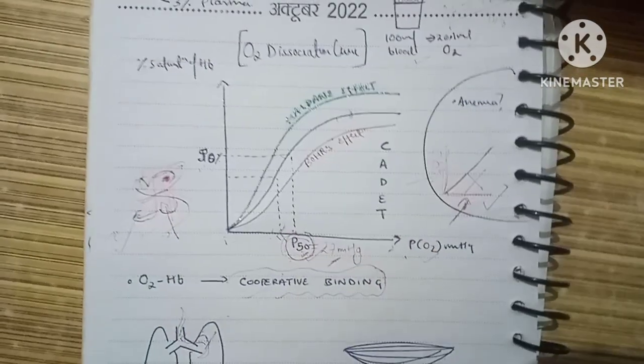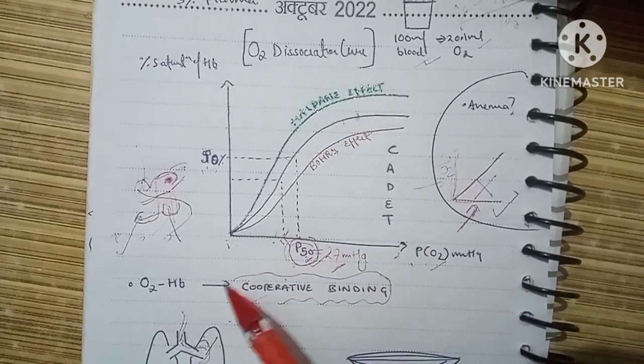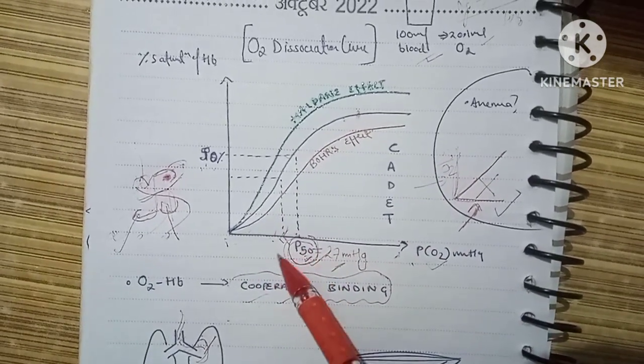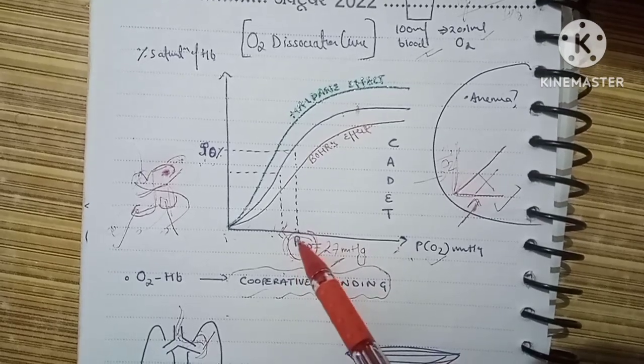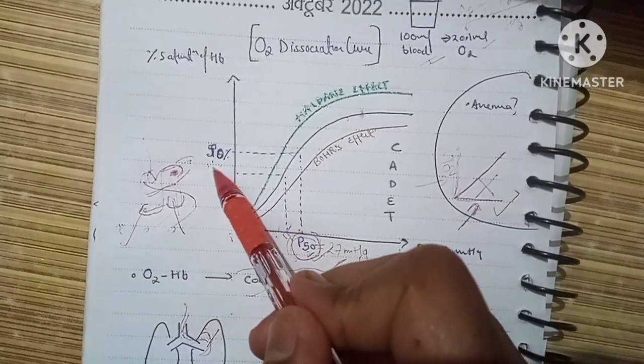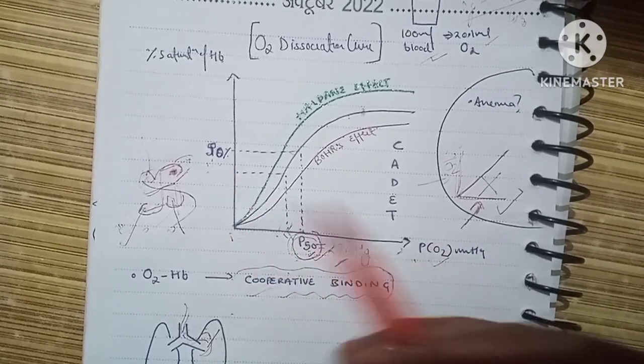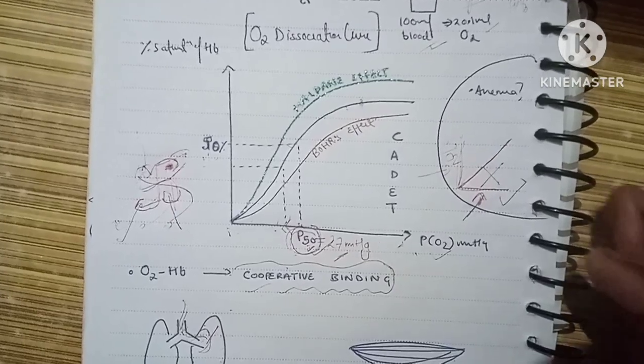I hope this Haldane effect is now clear to everyone: because of increased affinity for oxygen at the lung level, we have a decreased requirement of partial pressure to attain 50% saturation of hemoglobin, and this is known as the left shift or the Haldane effect.